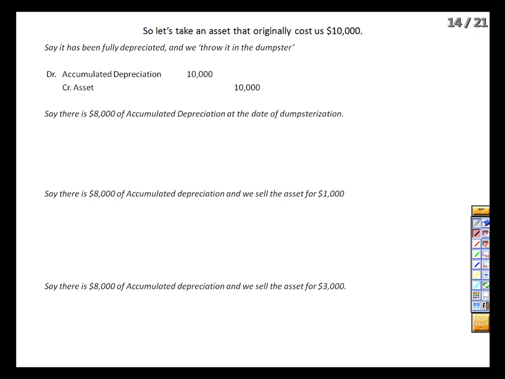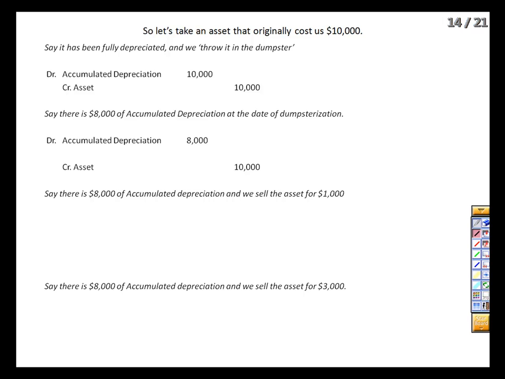So the asset only had $8,000 of accumulated depreciation. What does that do? Well, we're still going to credit the asset for 10. We're going to debit accumulated depreciation for 8. No! Our journal entry doesn't balance. We've got too much credit and not enough debit. Well, what happened here? Our balance sheet says that we had an asset that was worth $2,000. Was it really worth $2,000? No, but our books say it was.